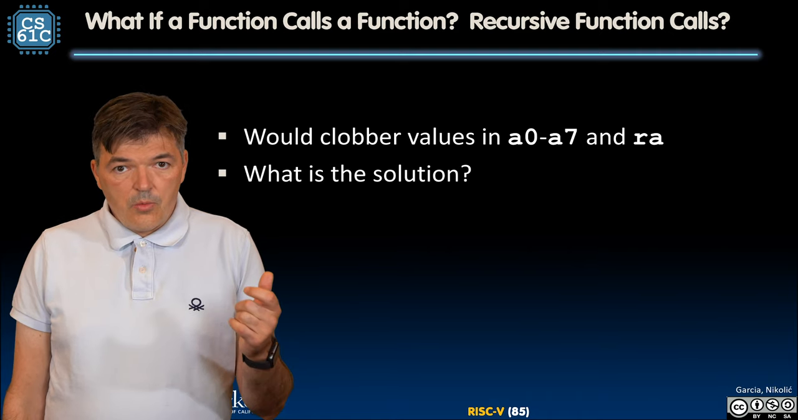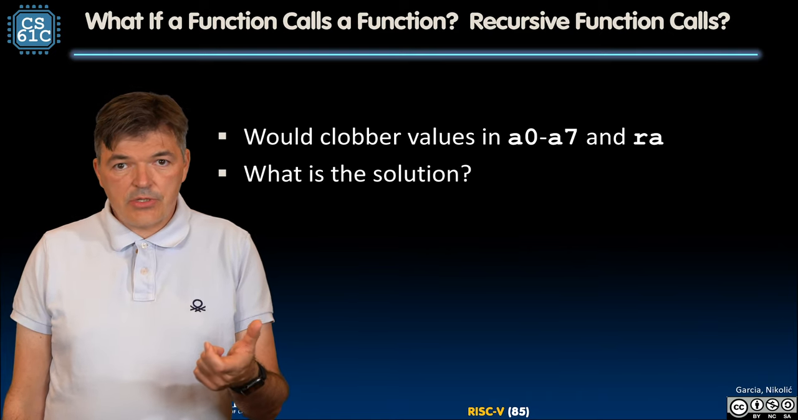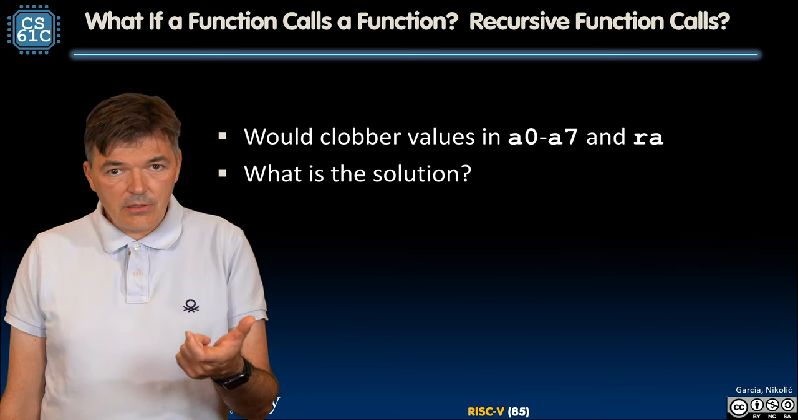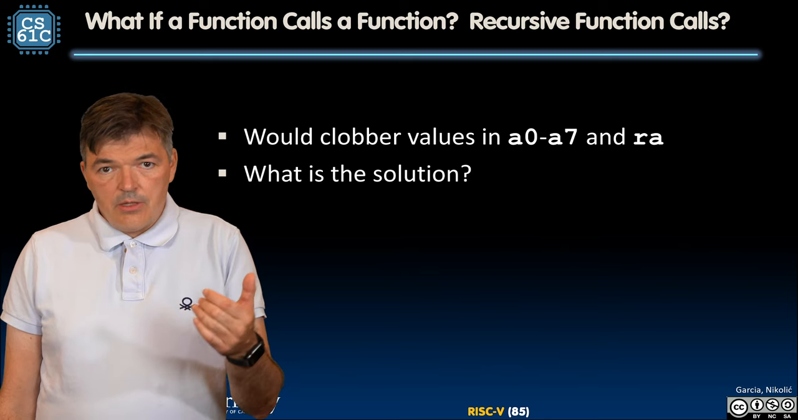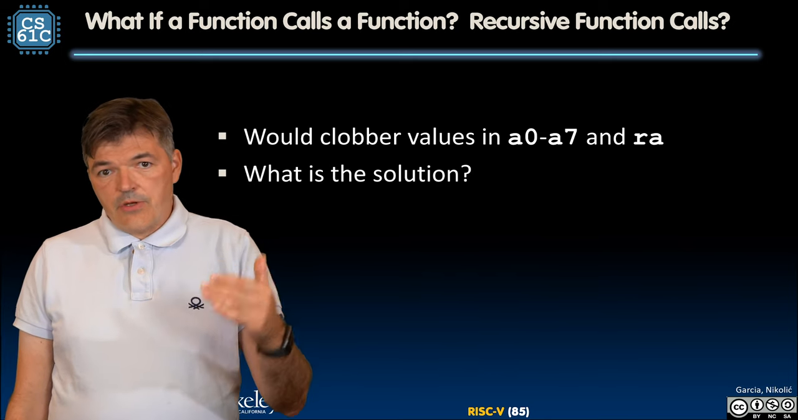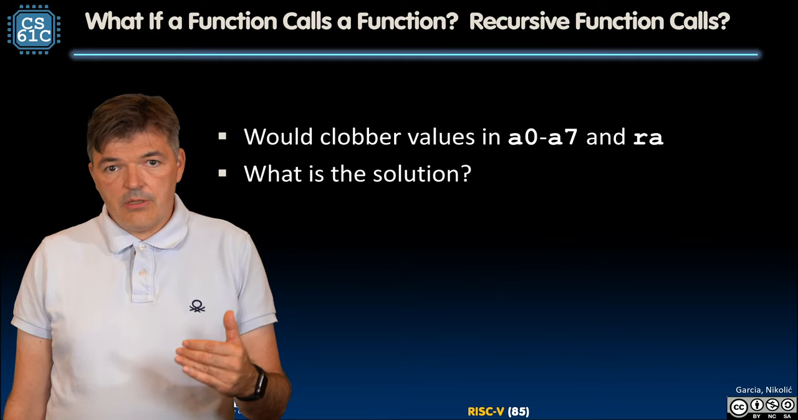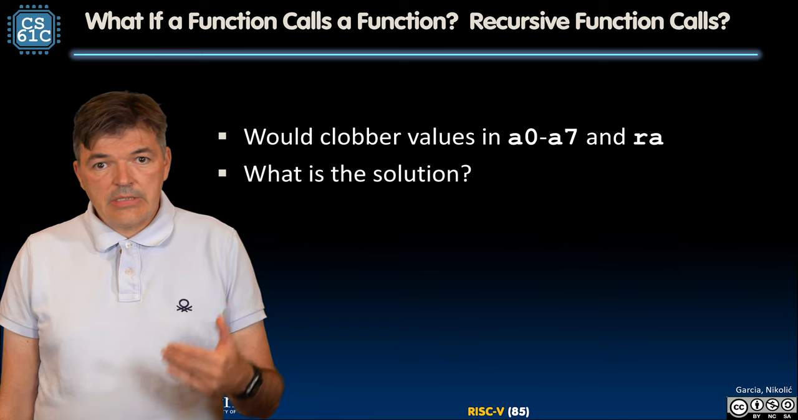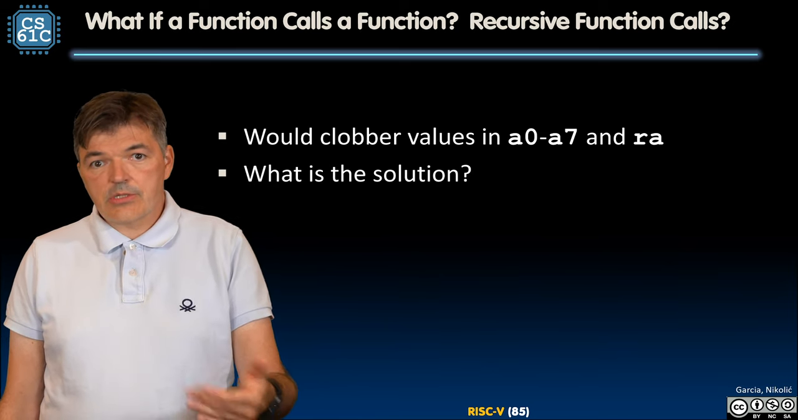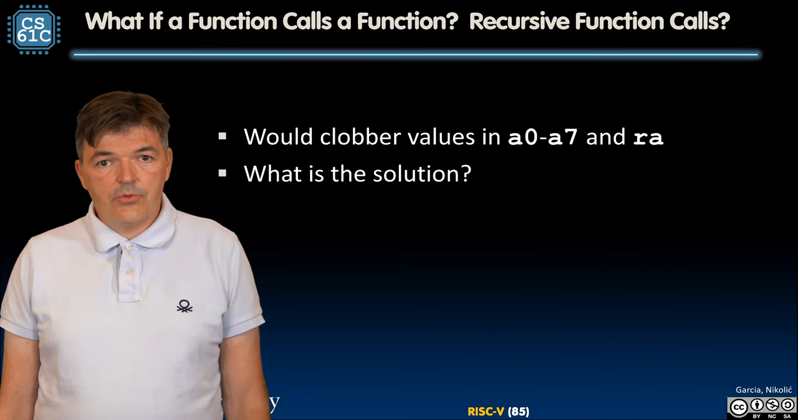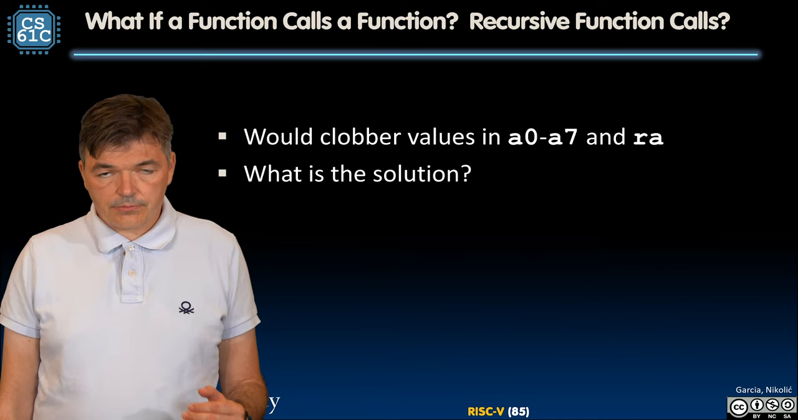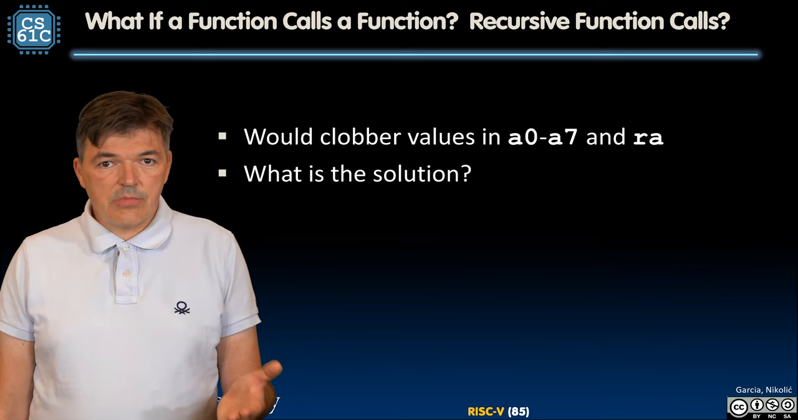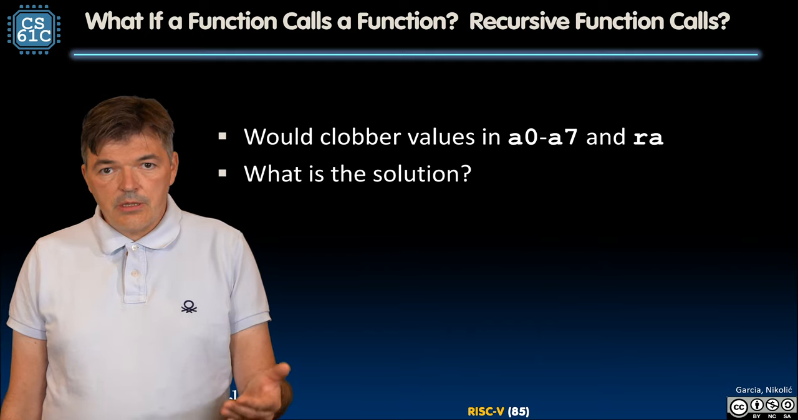Then the function will have to save those registers that hold a value the main relies on by putting them on a stack. Then the function will do its own thing, put the return value in A0 and A1, restore the registers from the stack, and then do the return back to the main.